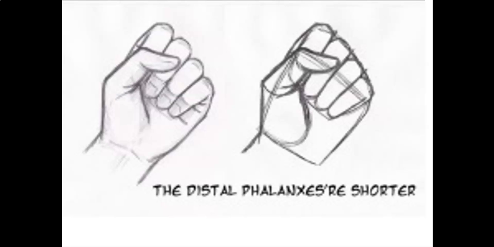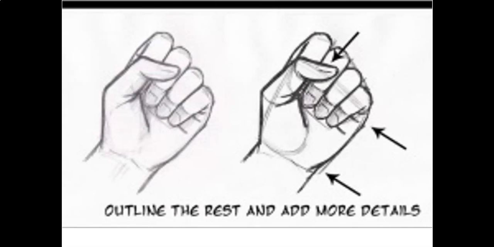Then you're going to do the distal phalanxes, which are those very short bits where your fingernails are at. And now you got to finish making the outline. Now you add the fingernails. There's a really good trick of your... actually, hang on, I'll show you on another slide.